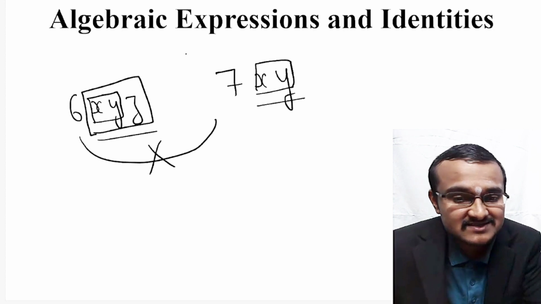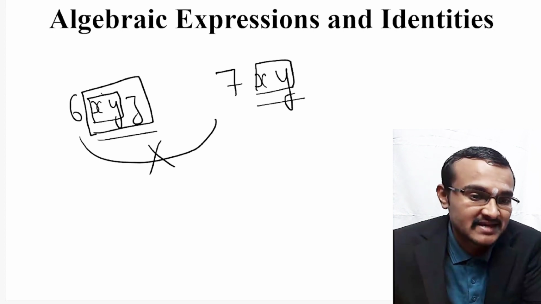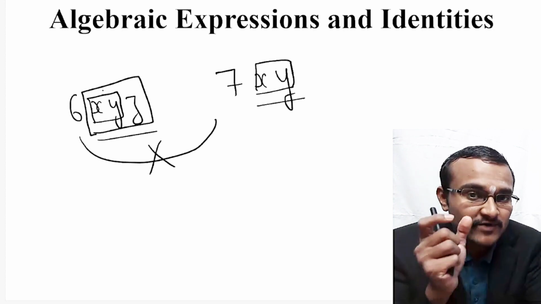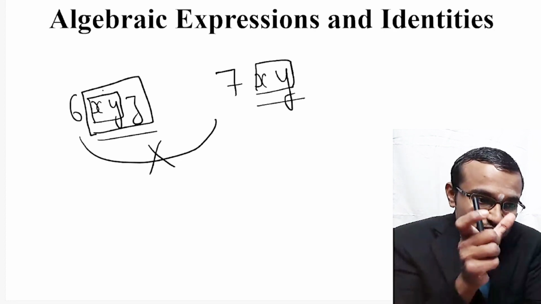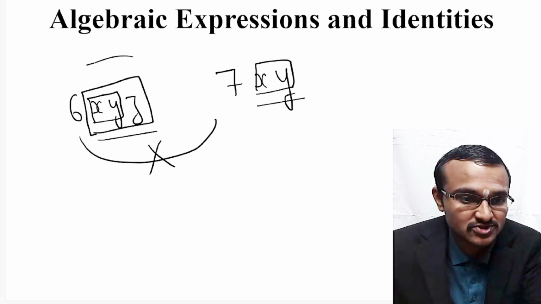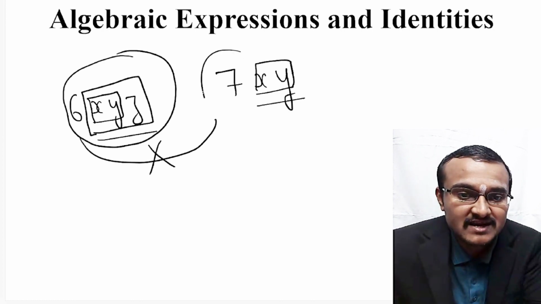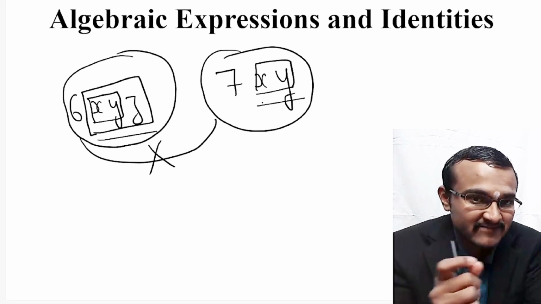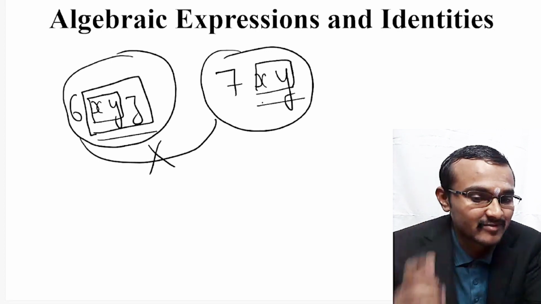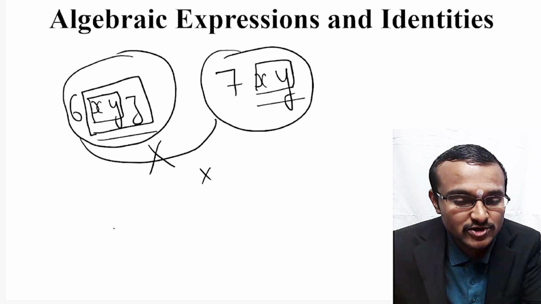So here you can clearly see the variables are not matching. Yes, of course, part of one variable might match the other variable, but you should take the whole term. This entire term and this entire term should contain the same variables. Then only you can perform addition. So here also you cannot perform addition or subtraction.